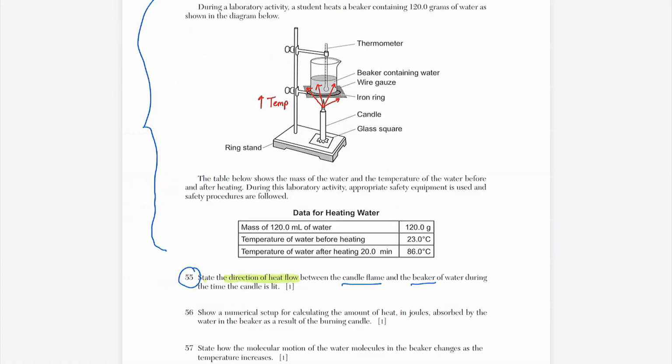On to 56. Number 56: show a numerical setup for calculating the amount of heat in joules absorbed by the water in the beaker as a result of the burning candle. So it's about heat, it's about energy. And guess what? You're calculating, so you need a formula. A place to look for formulas if you need to calculate something is Table T. Now, notice they said they want you to show a numerical setup, so you're not looking to solve this. You're looking to just plug it in. So we need a formula, and then we're going to have to look into this blurb of information here to solve for it. Let's go find that formula.